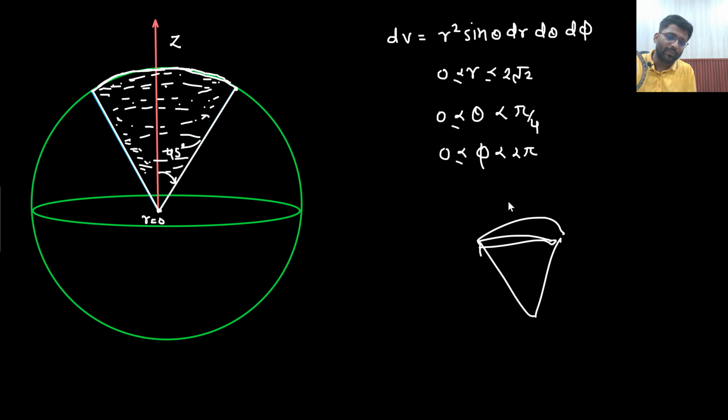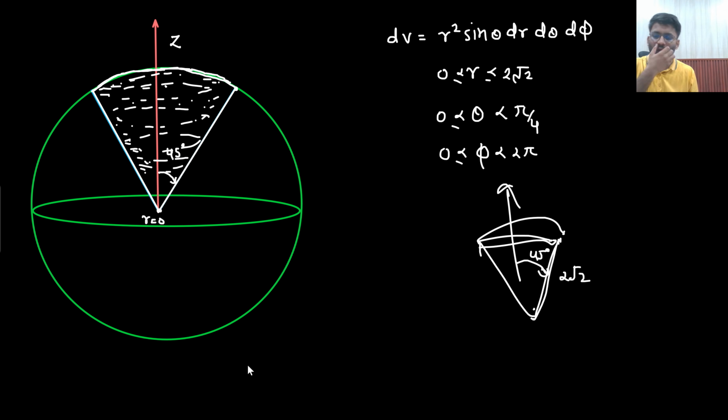From the z axis, how much do you need to go downward? 45 degrees. And what is this radius? This radius is 2 root 2, so from 0 to 2 root 2 you are going. From the z axis you are coming 45 degrees downward, and in the horizontal, how much angle are you moving? You are moving the complete angle of 2 pi. Is that understandable to you or not?